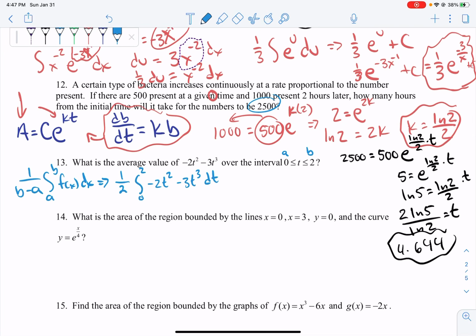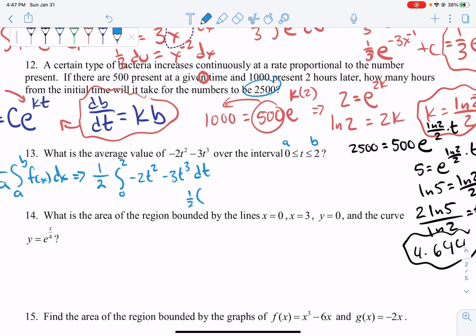So I'm going to have this 1/2 out in front, but I need to multiply that by negative 2t squared. I've got to take the integral, so that's going to make this become t cubed. So I've got to multiply by the reciprocal 1/3, so that's going to become negative 2/3 t cubed. And then I'm going to minus, that's going to become a t to the 4th. I've got to multiply by 1/4, so that's going to become negative 3/4. And I don't have to worry about c because I've got limits from 0 to 2.